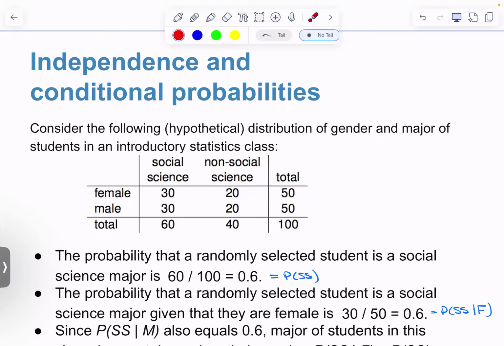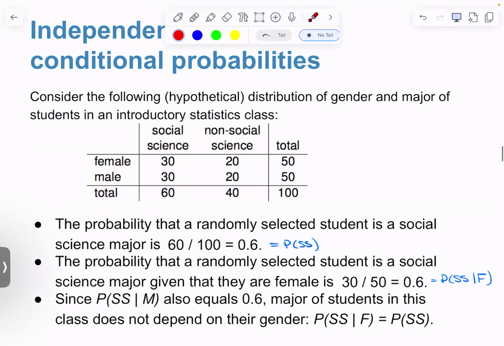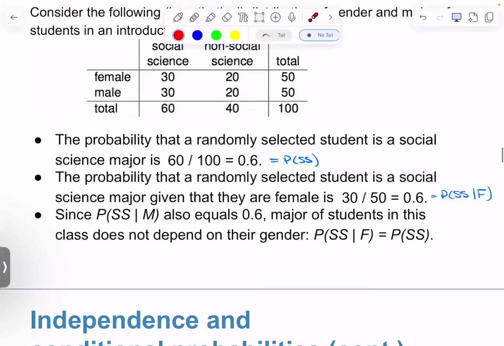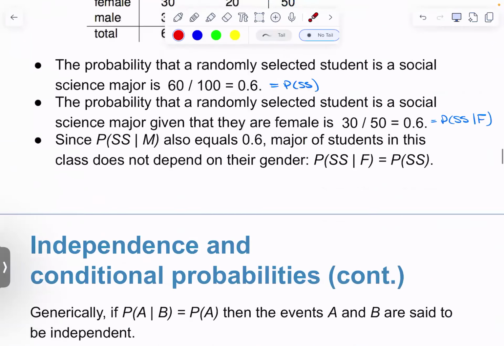So if I'm looking at these probabilities here, it looks like the counts across the majors in each of the genders is the same. So what does that lead me to believe? It tells me that knowing the gender doesn't tell me anything about the major. We can confirm that with formulas, but it's kind of a special case, and so I don't want to spend too long here.